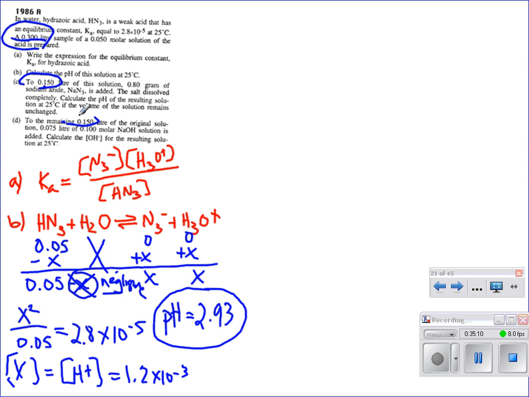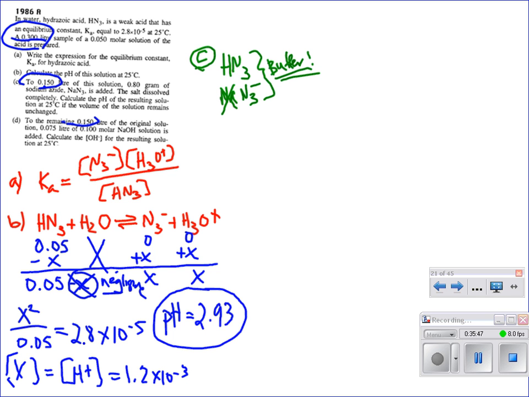To that weak acid in part C, what are we doing? Are we invading? What are we doing? No, what are we doing? We're just taking the HN3 and we're adding NaN3. What are we creating when we do that? N3 minus is in there, so what did we just make? Remember, that's N3 minus. What is this? That's a buffer. You see that? Do y'all see we're making a buffer?